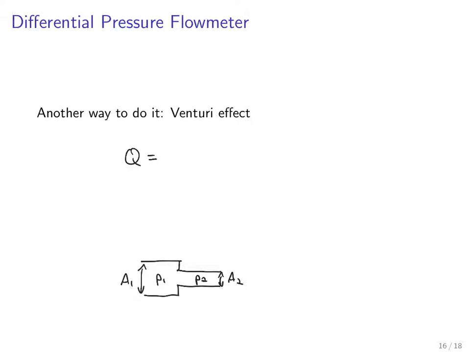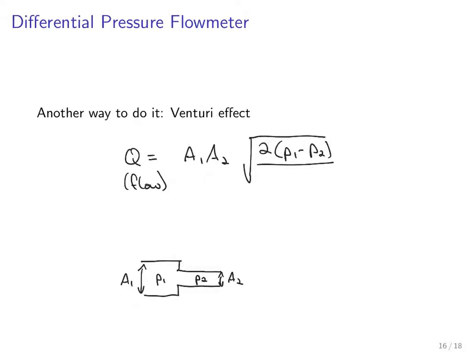And it turns out that flow, Q, is equal to A1 times A2, the product of the cross-sectional areas, times the square root of 2 times (P1 minus P2) divided by rho, the air density, times the difference of the squared cross-sectional areas. So again, rho is the air density, which is typically 1.2 kilograms per meter cubed.